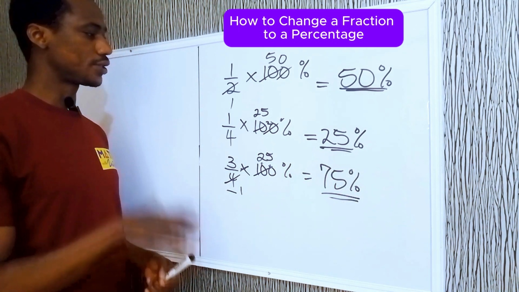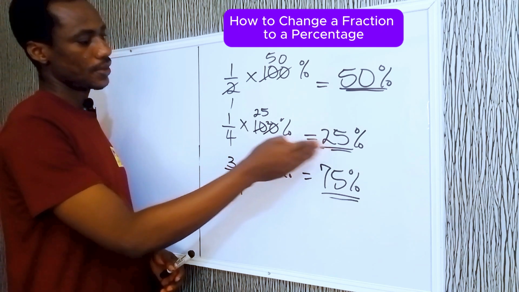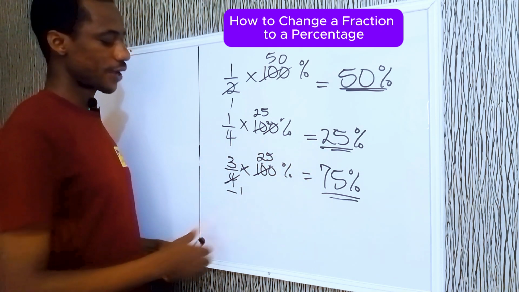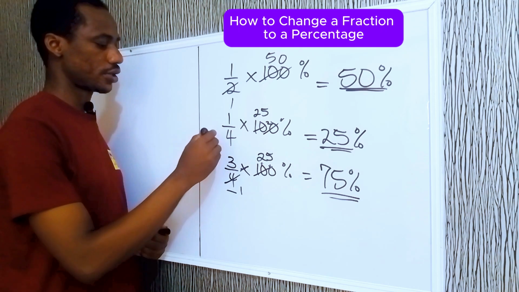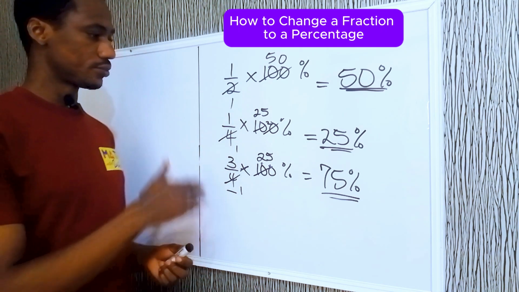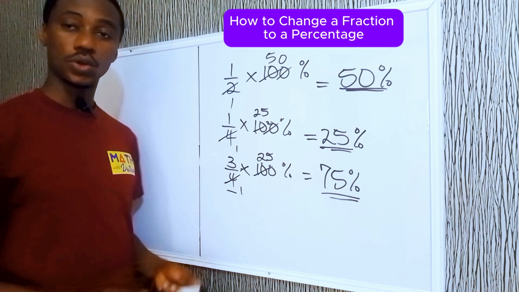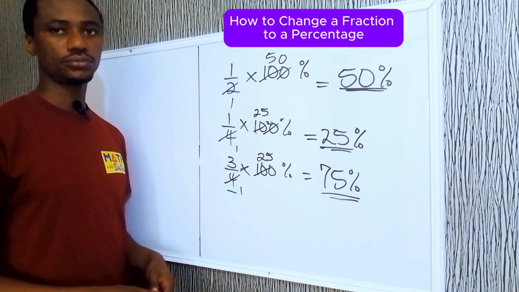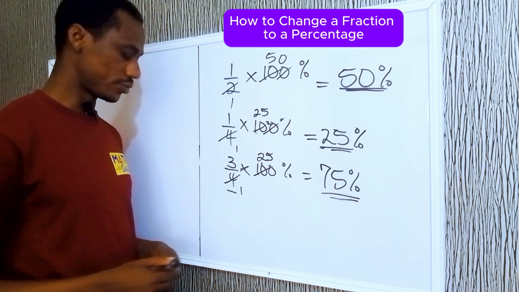So 50%, half. 25%, a quarter. 75%, 3/4. Okay, this one's already done, right? So half is 50%, a quarter is 25%, and 3/4 is 75%.